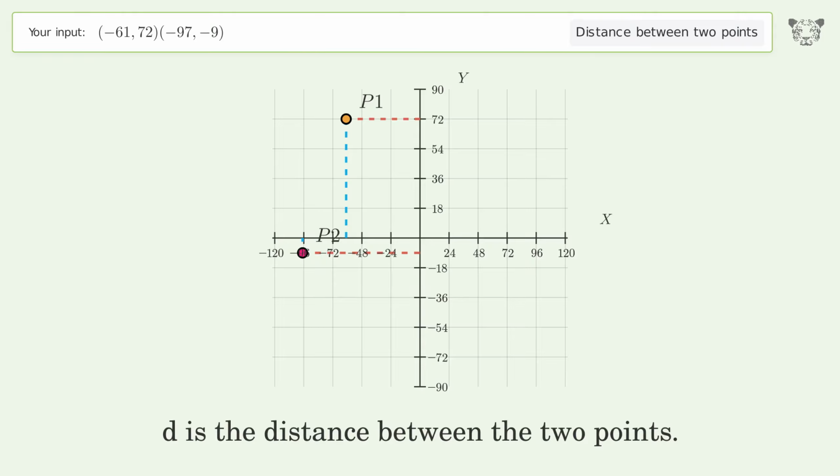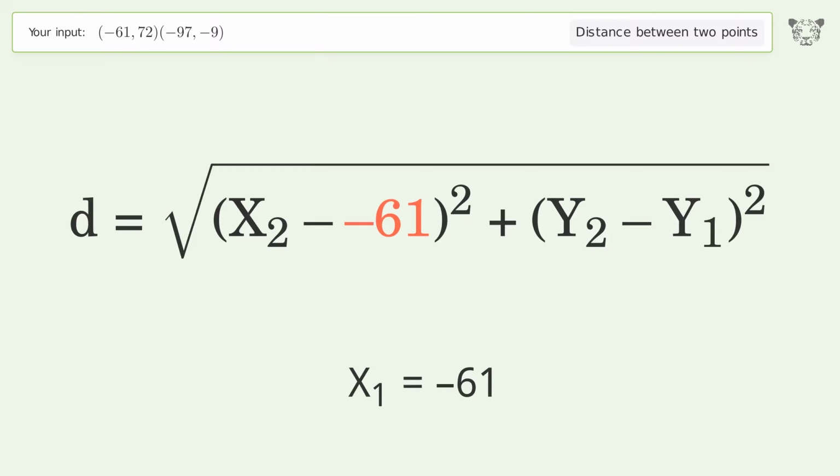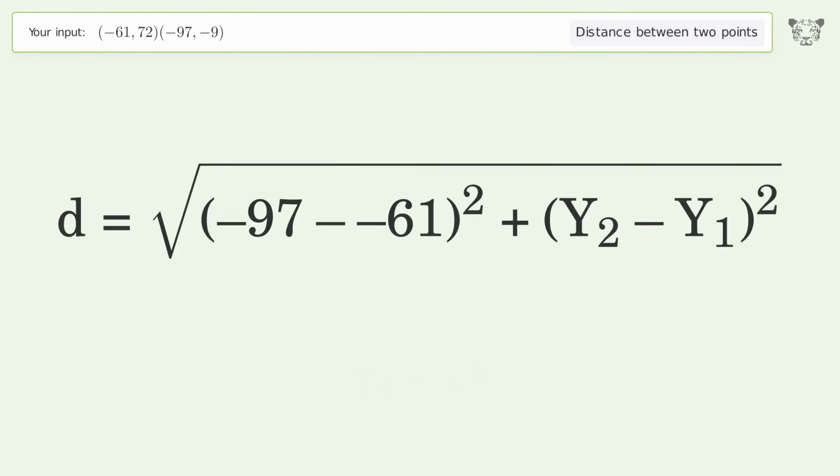x1 equals -61. x2 equals -97. y1 equals 72. y2 equals -9.